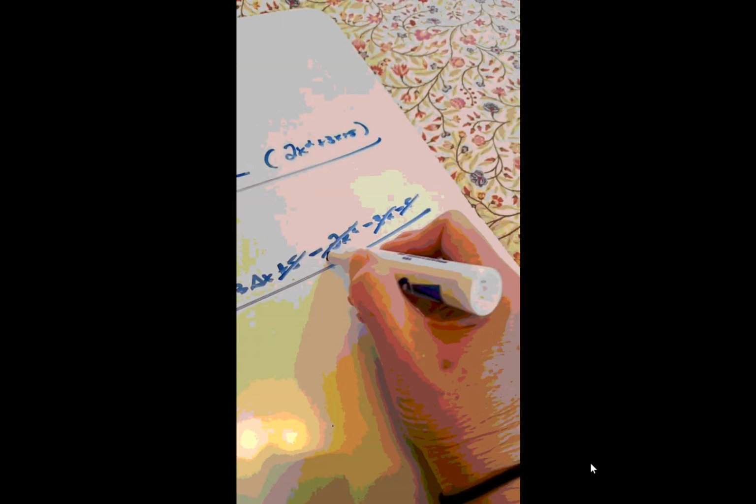The 2x squareds will equal 0. The 3x's will equal 0. And the 5's will equal 0. Remember, everything over here should simplify to 0. If not, you made a mistake.